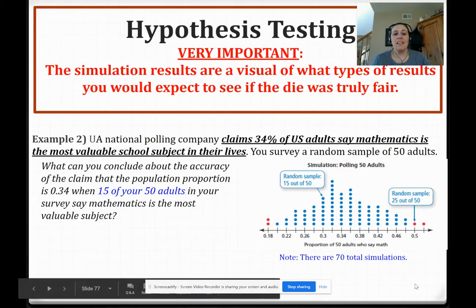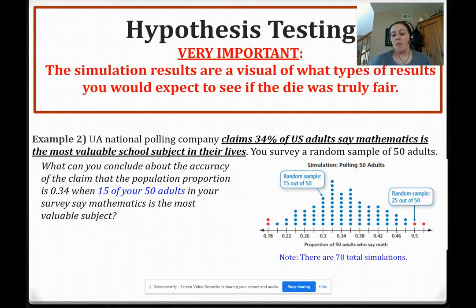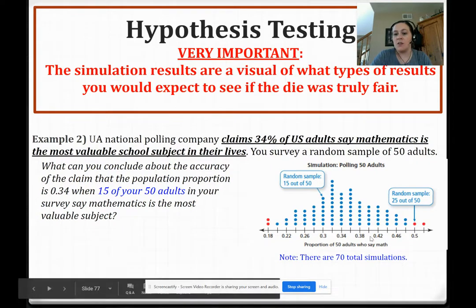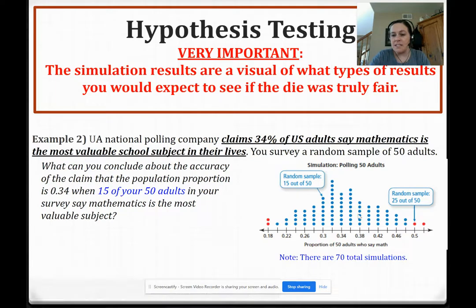All right, so the claim is 34% of adults say mathematics. This simulation, this dot plot, represents the type of survey results we would expect to see with that claim being correct. Again, notice they're all centered around that claimed 34%. But even if the claim is correct, we would anticipate some groups of 50 people to say a little bit higher or lower percentages. The question here is, what can you conclude about the accuracy of the claim that the population proportion is 0.34 if you survey 50 people and 15 of them agree with the statement mathematics is the most valuable subject?